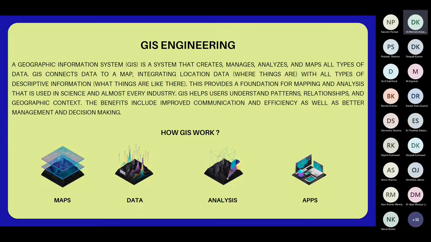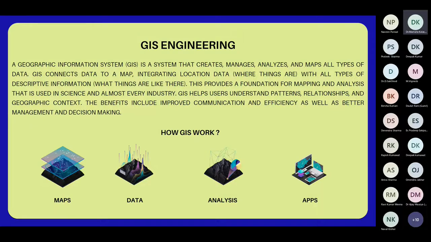And this provides a foundation for mapping and analysis that is used in science and almost every industry. Every industry needs to have the geographical information system. It helps the users understand the patterns. The current patterns are obtained from the previous patterns, historical data, relationships, and also geographical context. Different advantages include improved communication and efficiency, as well as better management and decision making.